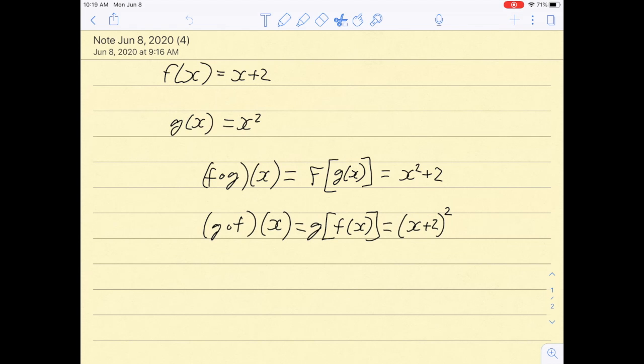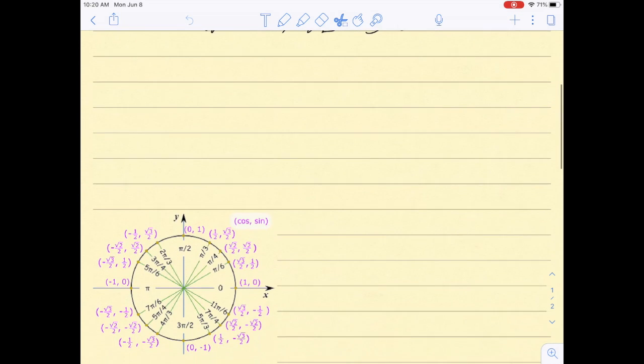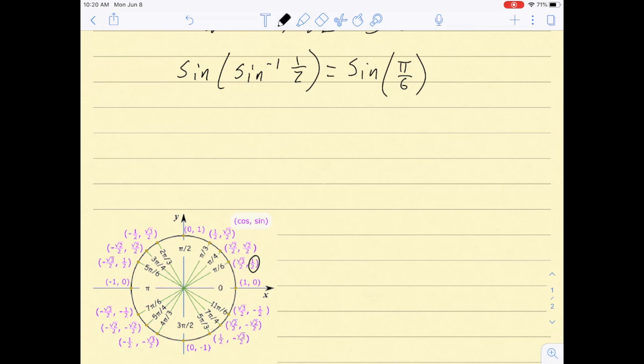So when we have a trig function, the composition works in a similar manner. So think about if you had the function sine of the inverse sine, and let's pick 1/2. So the question is, what is the innermost function there? We have the sine of the inverse sine of 1/2. Well, that's going to be right here at pi over 6. And the sine of pi over 6 is 1/2.